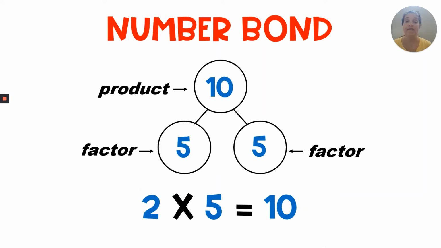So here we have the multiplication equation, 2 times 5 equals 10. Now we know that the product is always after the equal sign in the equation. So that number 10 goes at the top of the number bond. The two factors are 2 times 5. Now you'll notice that I have a 5 in each leg of the number bond. I don't have a 2 and a 5. I have a 5 and a 5. 2 5s. 2 groups of 5.